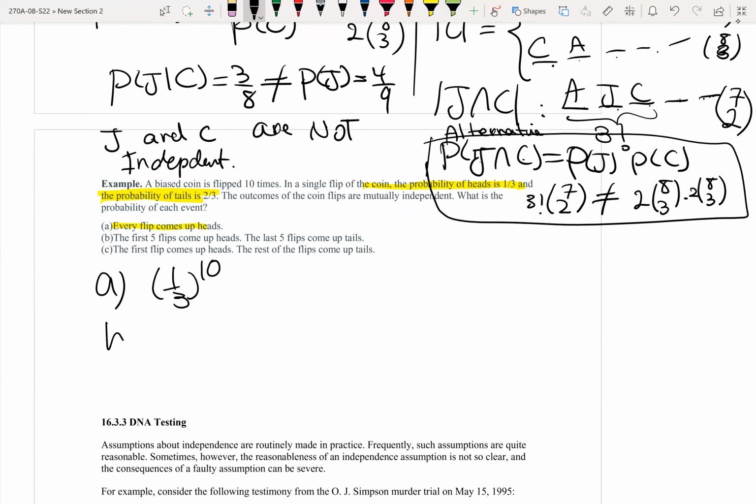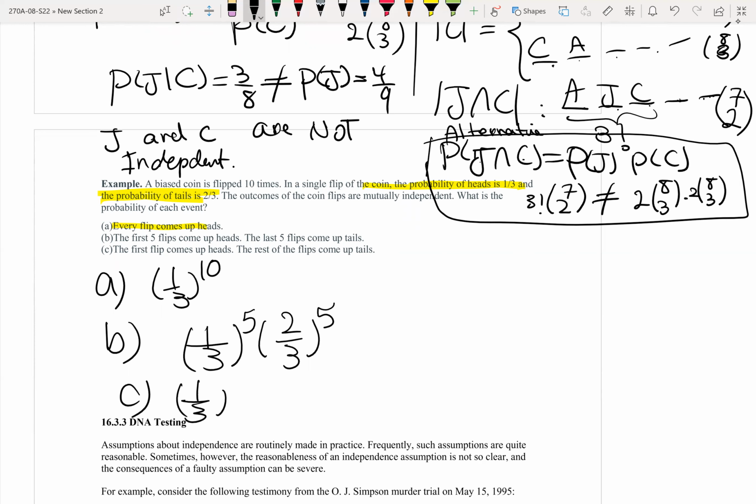Which is (1/3)^10. And what is the probability of 5 heads and 5 tails? All of the first 5 heads, and then all of the last 5 tails. This is similar, right? We did the same problem. That is very similar to the previous one. The first is head, the rest is tail.